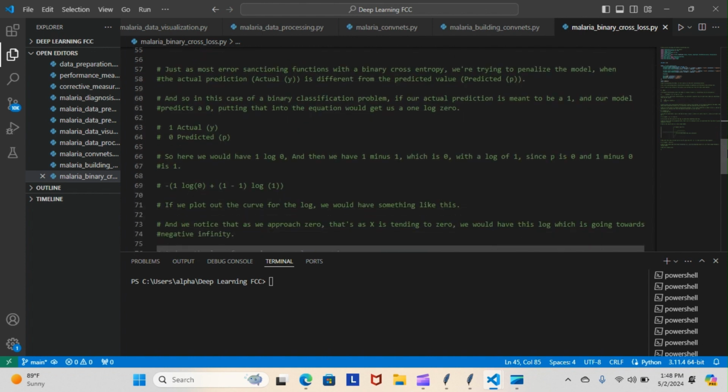Now, just as with most error sanctioning functions, with binary cross entropy we're trying to penalize the model when the actual Y is different from the predicted value P. And so in the case of a binary classification problem, if our actual value is meant to be a 1 and our model predicts a 0, putting that into the equation will get us a 1 log 0. So we have a 1 for actual, log, and then 0 for predicted.